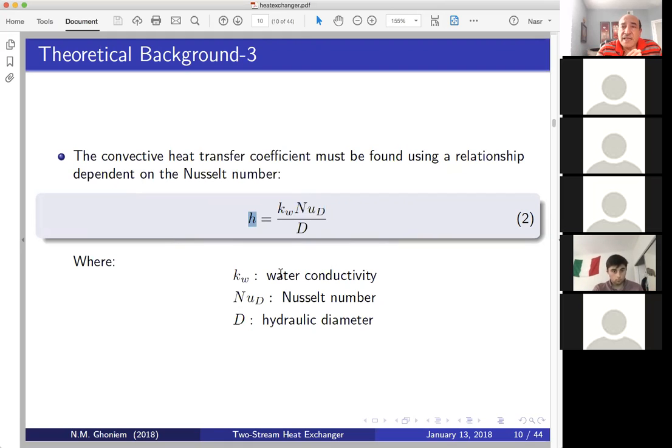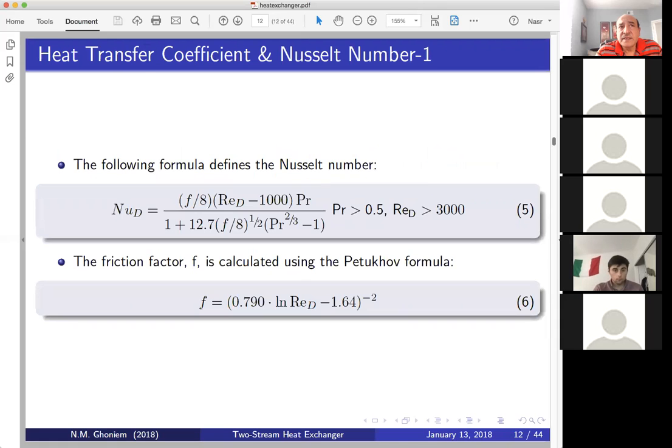Like we wanted to have capital U, and then we found that we have to find H. And then for H, we have to find the Nusselt number. So the next step is to use a correlation for the Nusselt number. There are several in the literature. If you Google heat transfer correlation, there are several of them. And this one is acceptable for flow in round tubes.